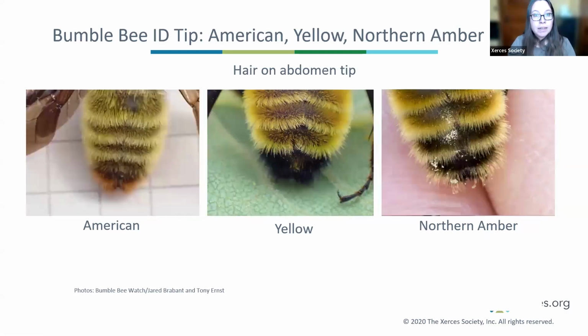All right, the last thing to check for is the color on the tip of the abdomen. As I mentioned previously, lots of American bumblebee males will have orange hairs on the very tip of their abdomen. For yellow and northern amber males, they will have black hairs or yellow hairs.